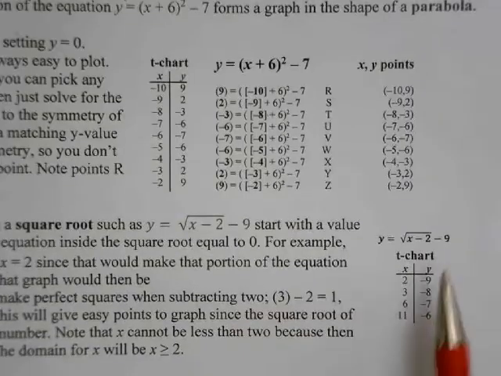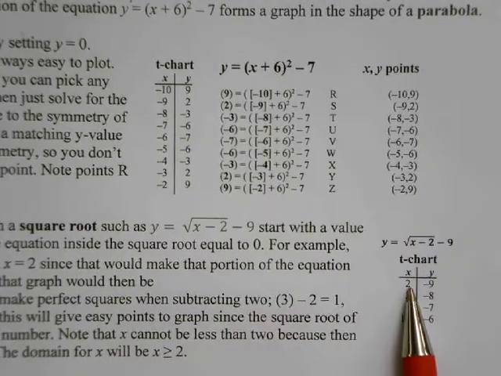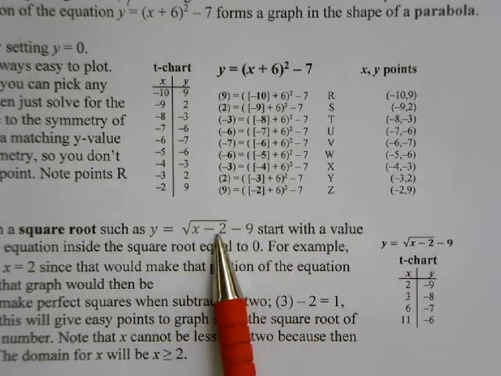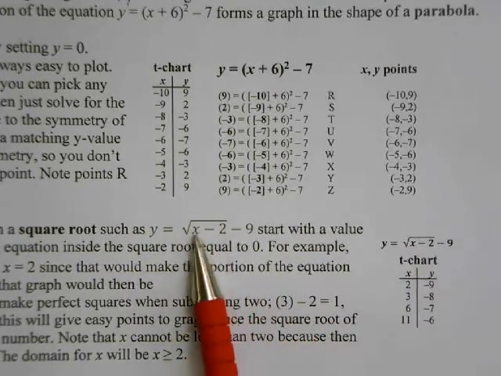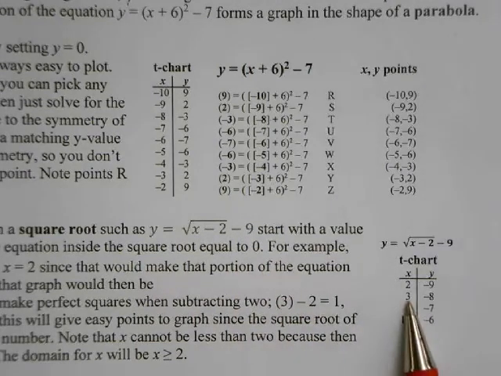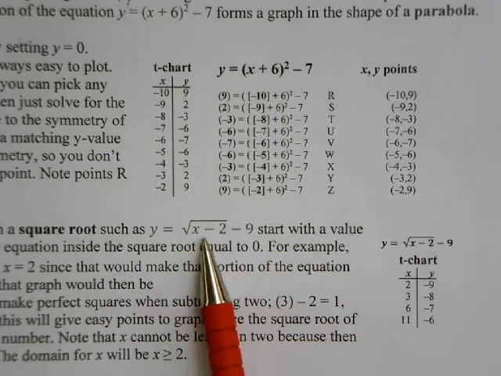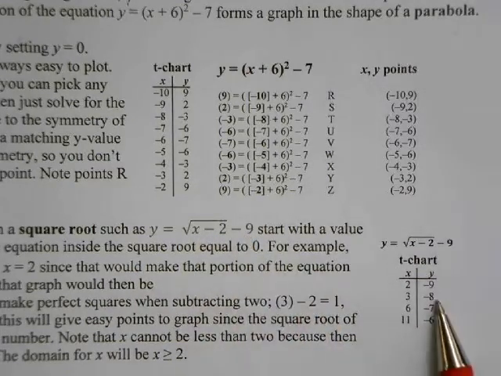So when we take a square root, we have a whole number. So note, here I started with 2. 2 minus 2, that's 0. Square root of 0 is still 0. So y value is negative 9. Then I went to 3, because 3 minus 2 is 1. Square root of 1 is 1. 1 subtract 9 gives us a negative 8.